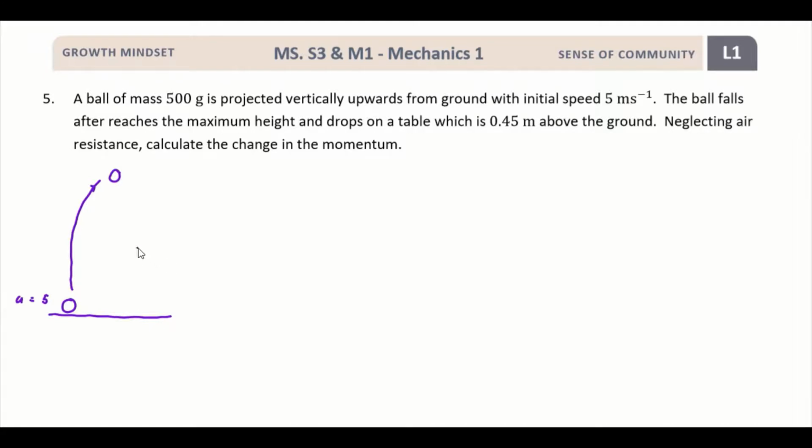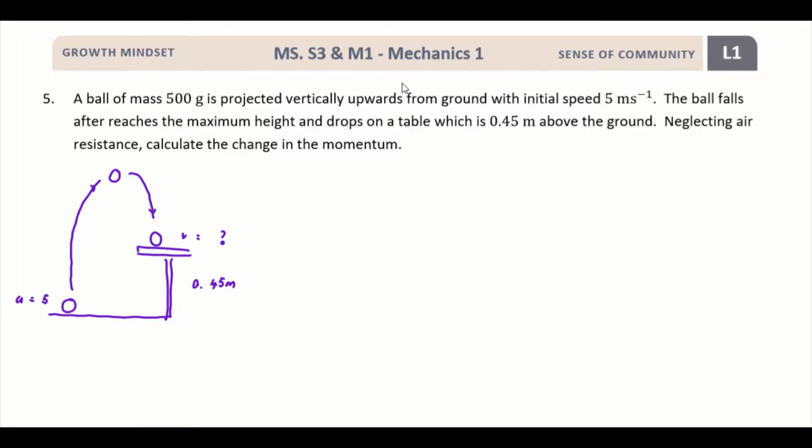So if let's say the table is here, I'm not sure how to draw, but that's the idea. So 0.45 meter above the ground. The ball actually drops on it. Neglecting the air resistance, calculate the change in the momentum. During the whole process, what we need is the final velocity, so we can get the change in the momentum, right?